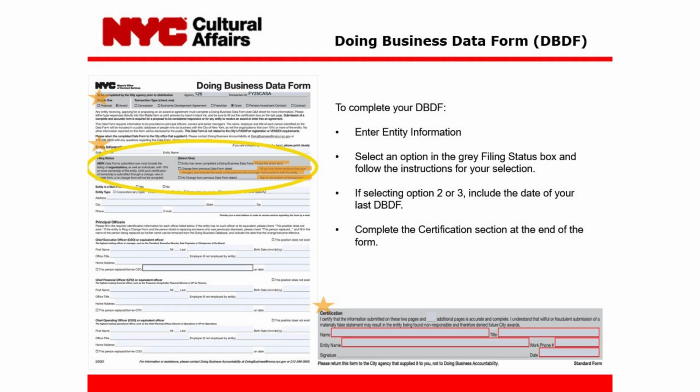If you have previously filled out a doing business data form and select option 2 or 3, you must also provide the date of your previously submitted form. You must at minimum include the month and year that your previous form was dated. Regardless of which option you choose, you must fill out all fields in the gray certification box at the end of the form, sign it, and date it with the current date.